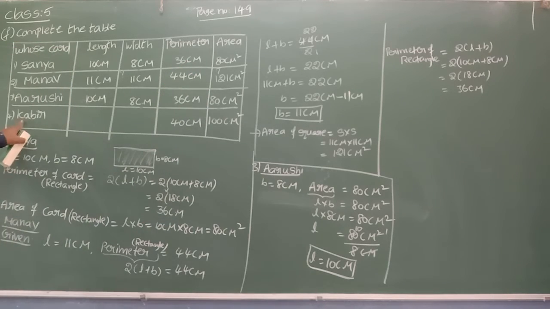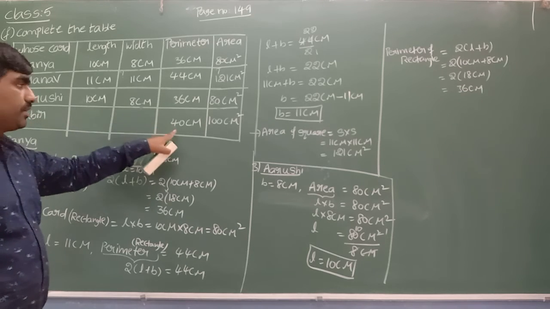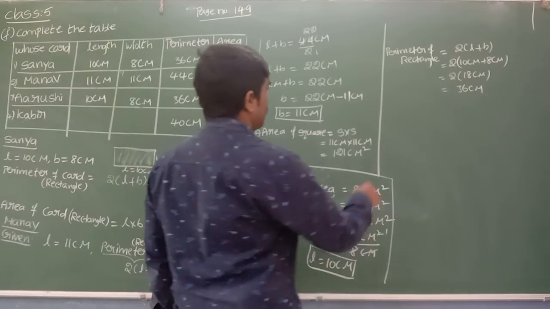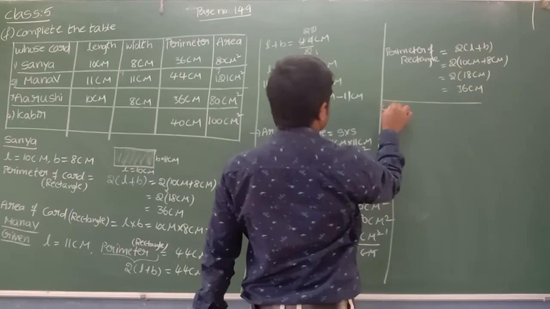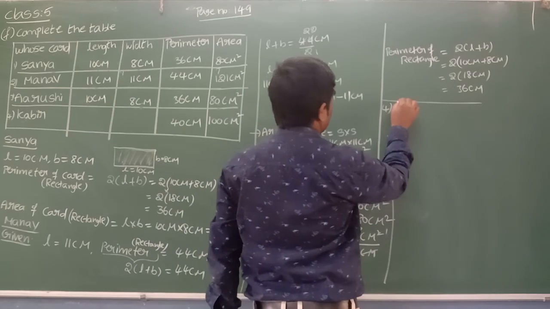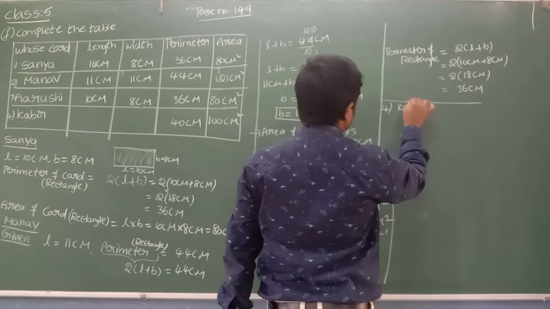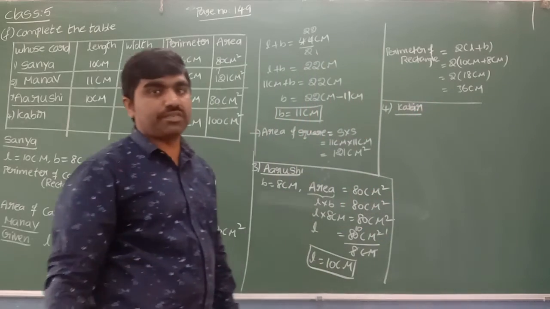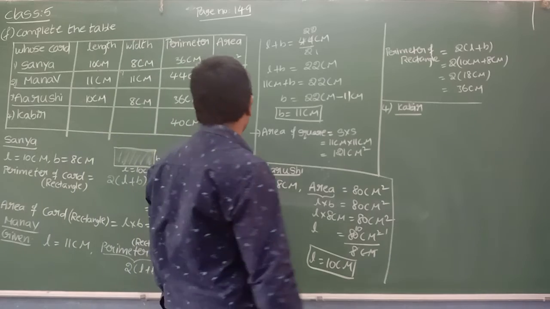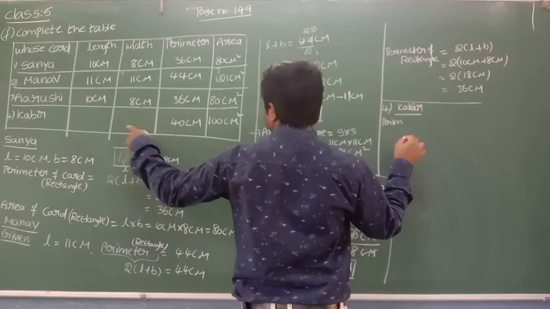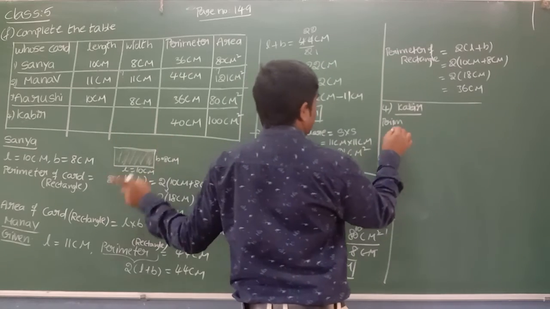Now here, the card prepared by Kabir has no length, no width, but he said perimeter is 40 and area is 100. So we don't know first of all which shape it is. But he gave length and breadth, no? So generally we take it as a rectangle shape when it has length and breadth. We'll find out the length and breadth, and after getting them we can decide exactly which shape it is, square or rectangle. Since it has length and breadth, we imagine that it is a rectangle.